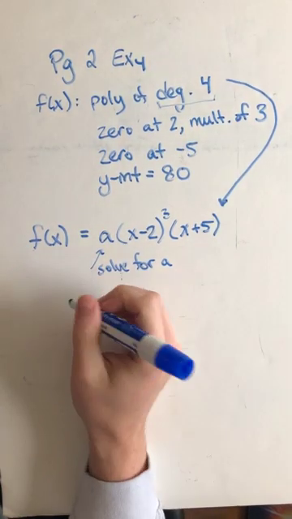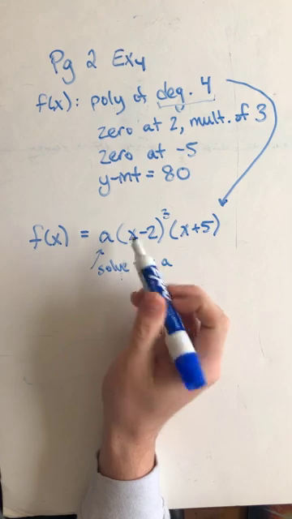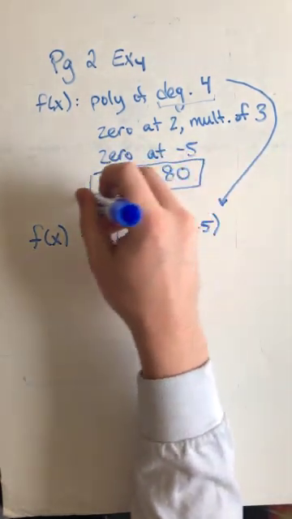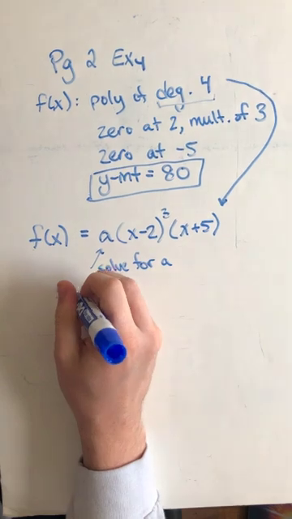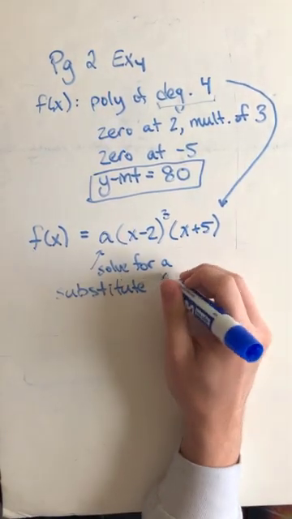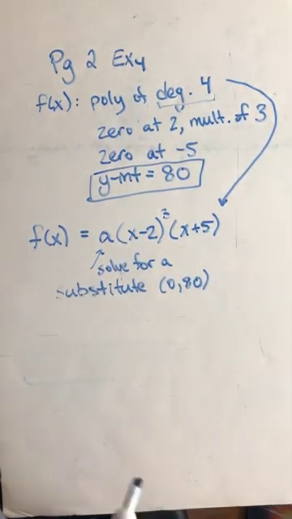To do that, we could substitute a point in for everything, right? We have a y value here, we have an x value there, and we could solve for a. Do we have a point? Yes, we do. Technically, we do with the y-intercept, so we're going to substitute 0, 80 into the equation, and then we can solve for a.